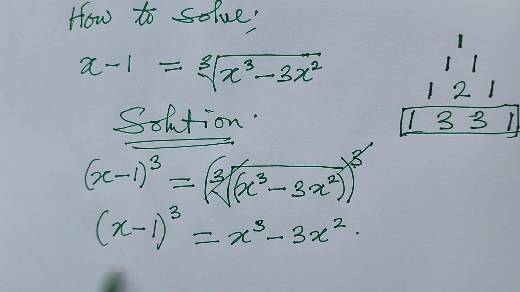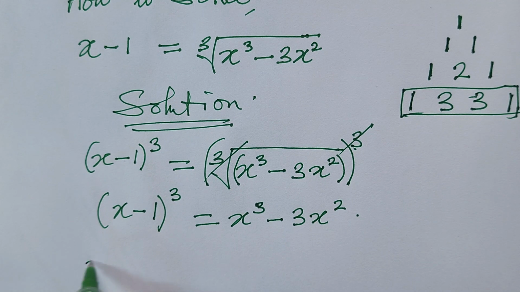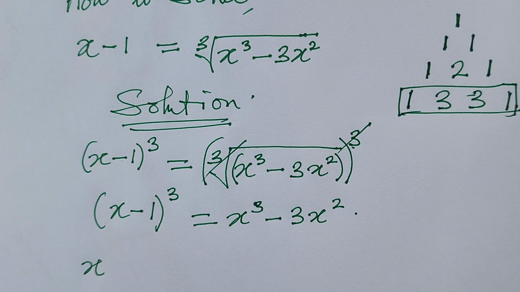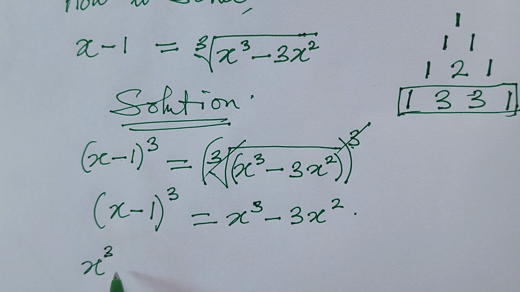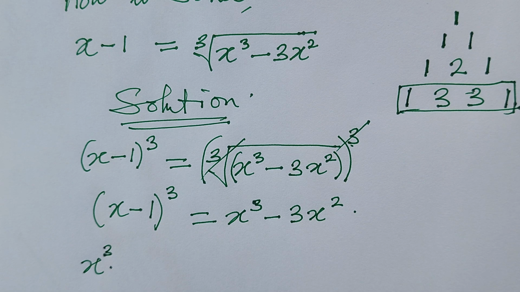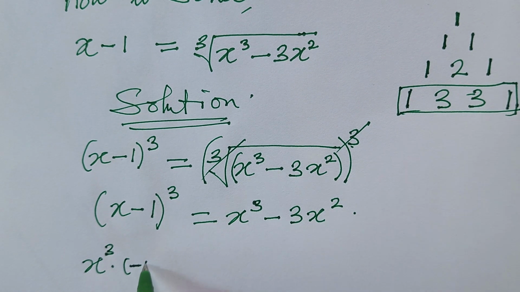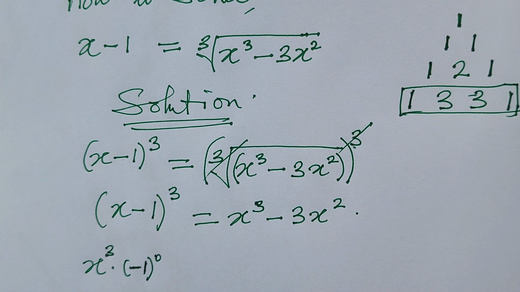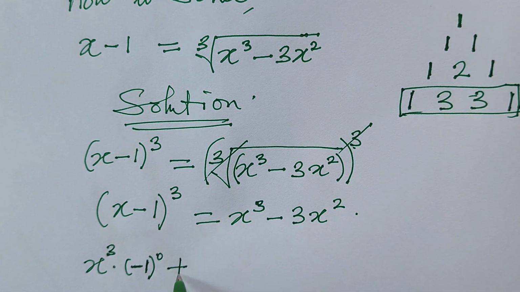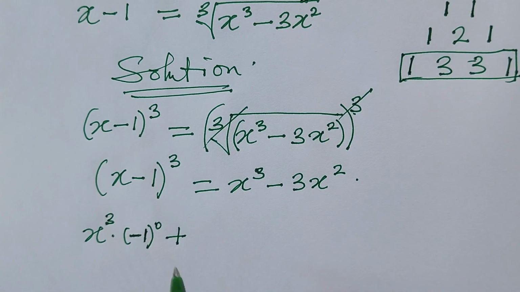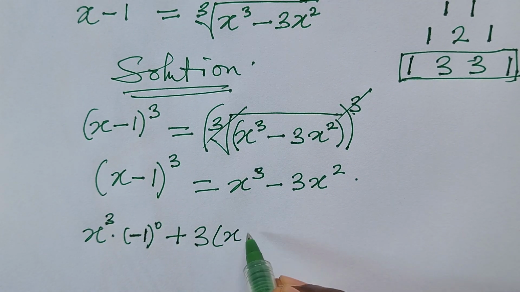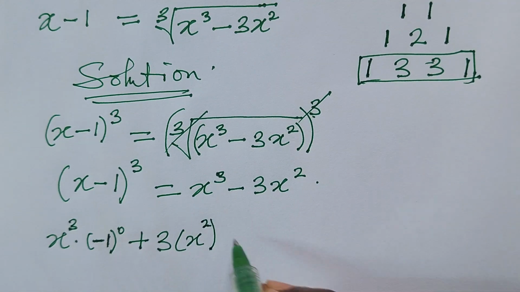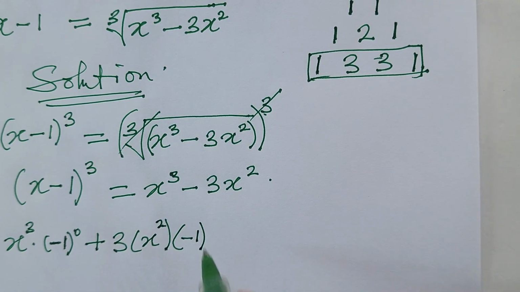Okay, so if we expand this, it's going to give us here our x, which is the first term, raised to the power of 3, times the next one, which is minus 1, to the power of 0. Clear? Yes. So we'll now take plus the next one, the coefficient is 3. So we're going to have 3 into x to the power of 2, close bracket, into minus 1 all to the power of 1.